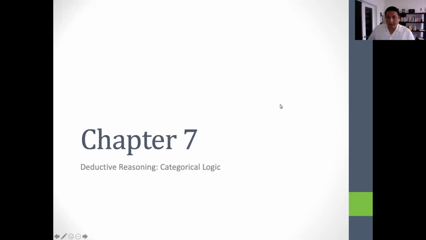Hey class, today we're going to take up the second half of chapter 7, and we are dealing with pages 243 to 253 here. First we're going to deal with Venn diagrams in this first part 1 video, and then in the part 2 video we're going to deal with the traditional square of opposition. This first part is going to take us to homeworks 7.6 through 7.8.